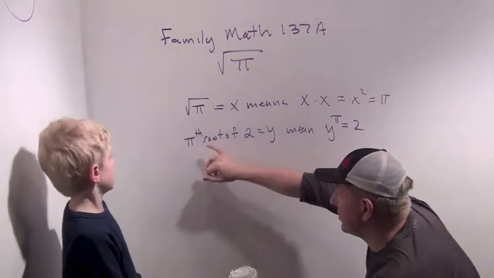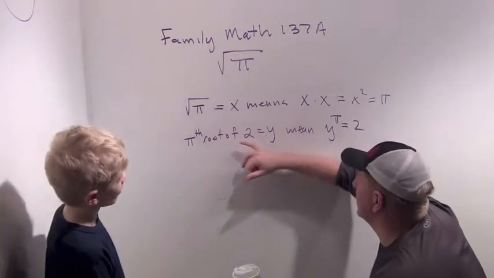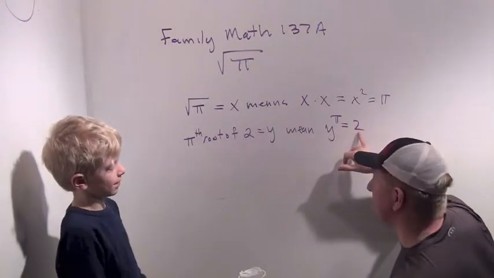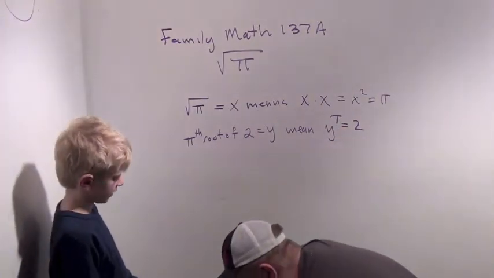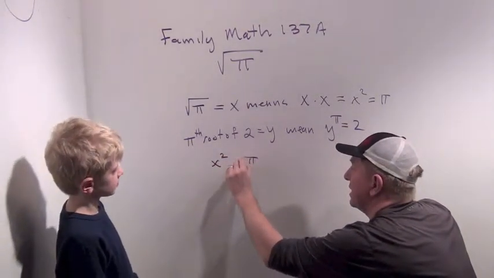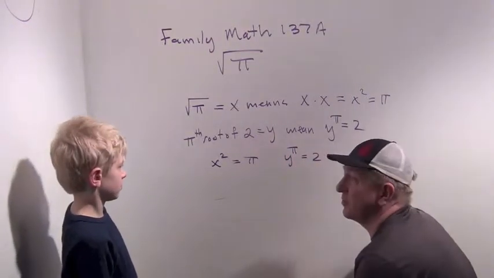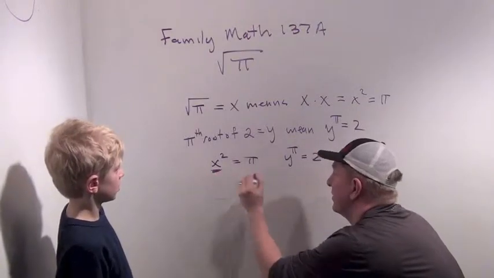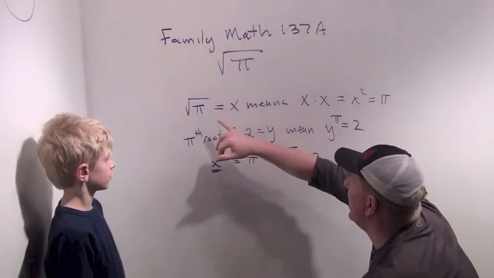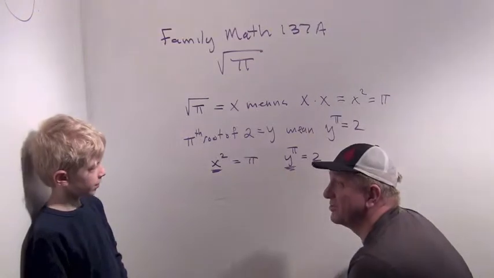And he said, now there's something we'll call the pi root of 2 instead of the square root of 2. It equals some number y, which means we take y to the pi power, and we get 2. So we have x times x is pi, and y to the pi equals 2. And he asked, which is bigger, x or y? Which is bigger, the square root of pi, this number x, or the pi root of 2?